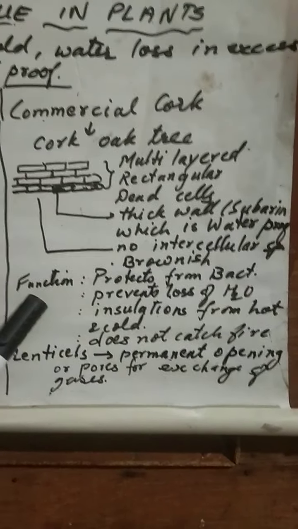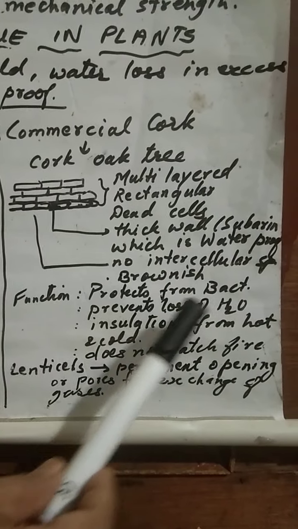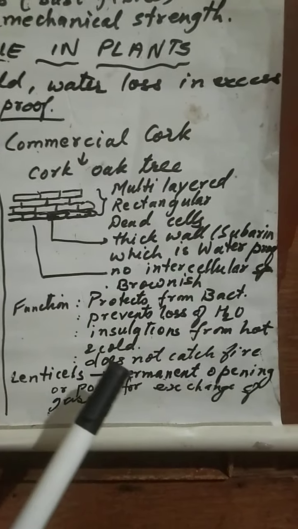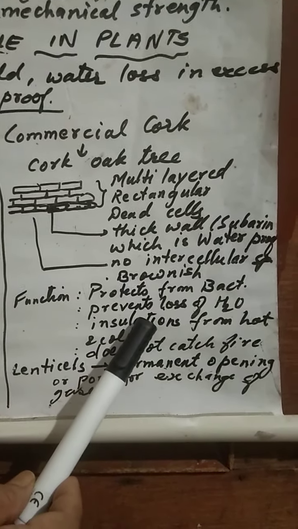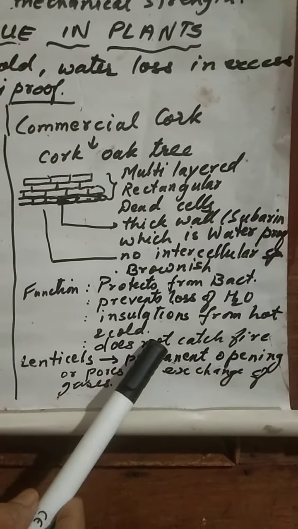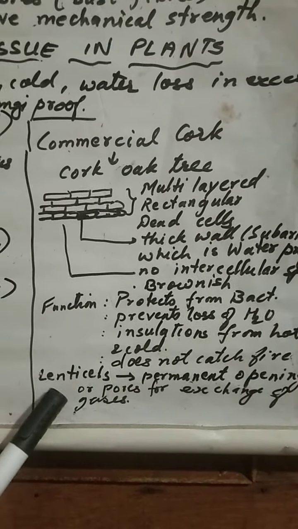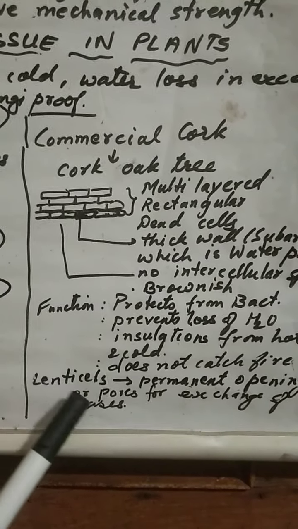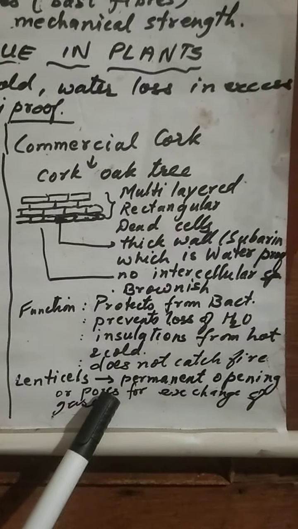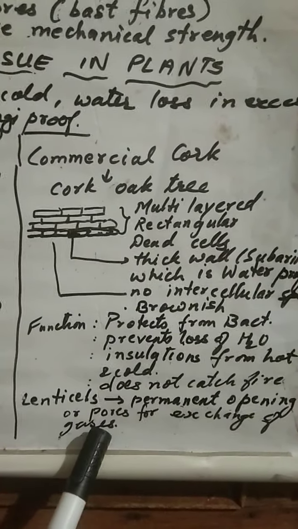What is the function of this cork? Definitely it protects from bacteria. It also prevents loss of water from the trees and the plant. It also acts as insulation from heat and cold. It does not catch fire easily because of this cork. They have one structure called lenticels. These lenticels are permanent openings or pores through which they can exchange gases, just like they do in stomata.